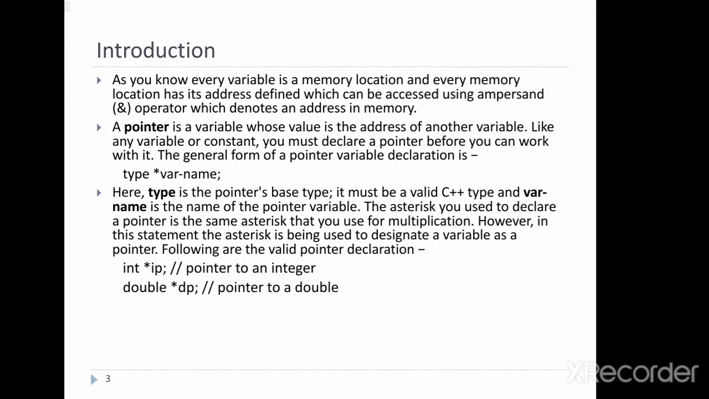Here are some valid pointer declarations. int star ip, that is a pointer to an integer. Next one is double star dp, that is a pointer to a double. Float star fp, that is a pointer to a float. And char star ch, that is a pointer to a character.